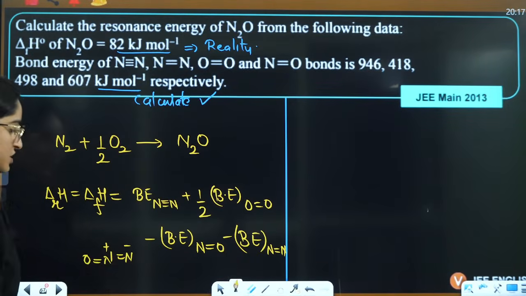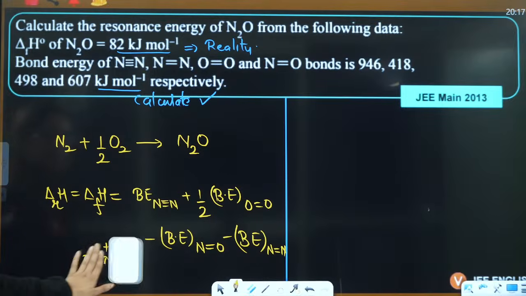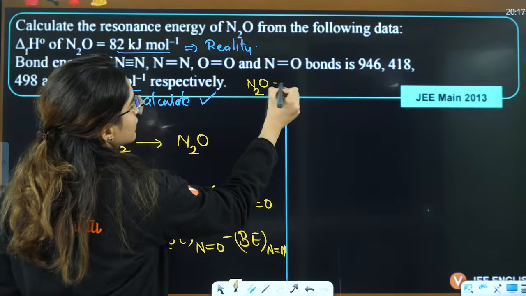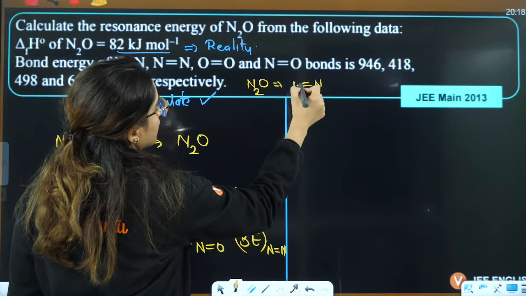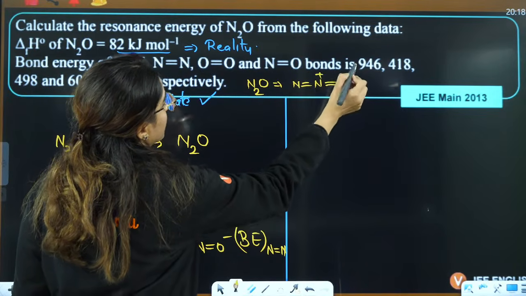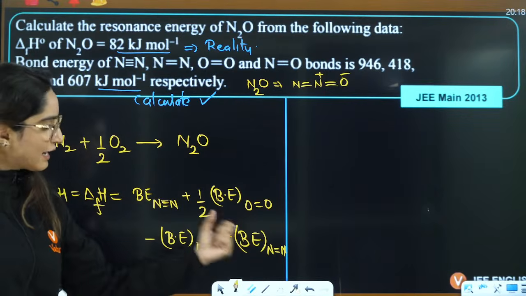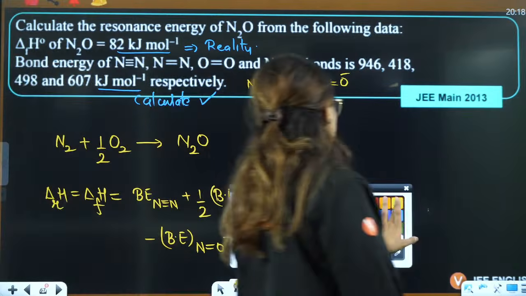This is the kind of molecule it is, right? N2O is nothing but N double bond N double bond O. So we have added N double bond O and N double bond N. That's how you calculate this.